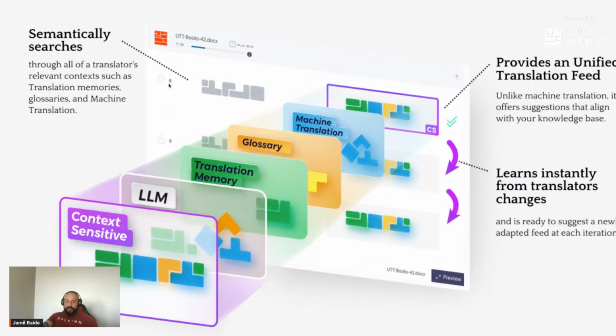So I'm going to just read this. Semantically search through all offer translator relevant contexts such as translation memories, glossary, and machine translation.